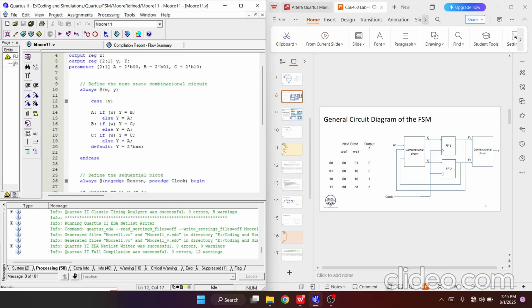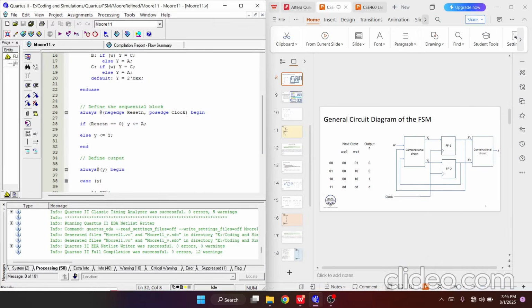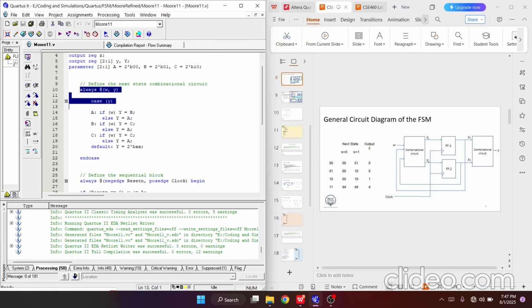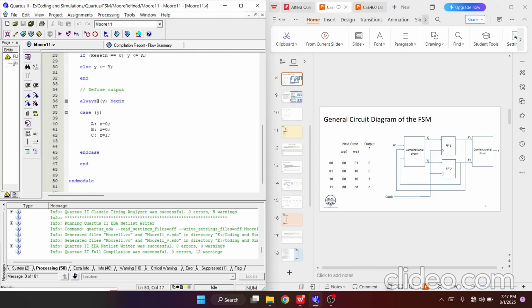So if you are in state A, and if you get w equal 1, then your next state will be B, otherwise the next state is A, and this same logic will go on for the other cases as well. Now in this second always block, okay, now in this second procedural statement, these three blocks are called procedural statements. Inside the always block we execute the procedural statements, you know that already.